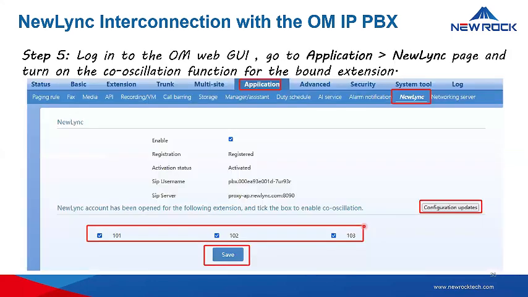Once you have done that, log in again to your OM IPPBX. In this instance, I'm using the OM50G. I go to application, New Link, then enable this one. Enable that, turn on the oscillation function, then click save.